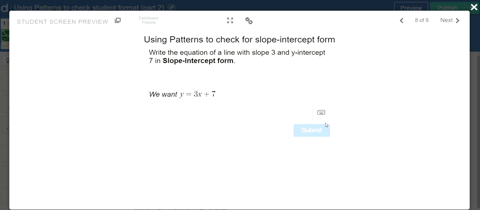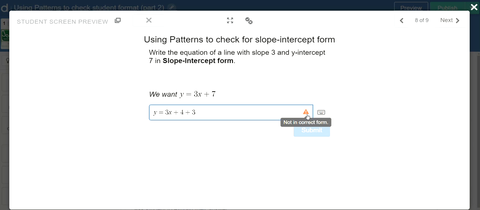So this is the exact same question. And if a student types in y equals 3x plus 7, we see the check mark here. Everything is good. But watch what happens if I do what I did earlier. I change that to plus 4 plus 3. A warning symbol comes up, an error message over here. And if the student hovers over it, it says not in correct form. You'll also notice the submit button is disabled.